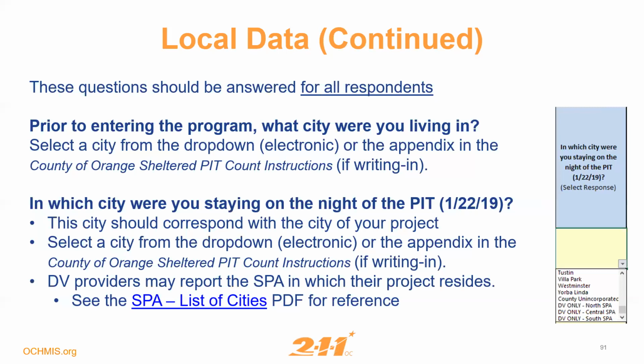And we want to make note that DV providers may provide the SPA in which their project resides. So if you see here on the screenshot, all the way at the bottom on the electronic version, there's options that say DV only, so you can select if your project resides within the North SPA, the Central SPA, and the South SPA. And on the 2019 HIC Sheltered Pit webpage, there is a SPA list of cities PDF that you can use for reference.